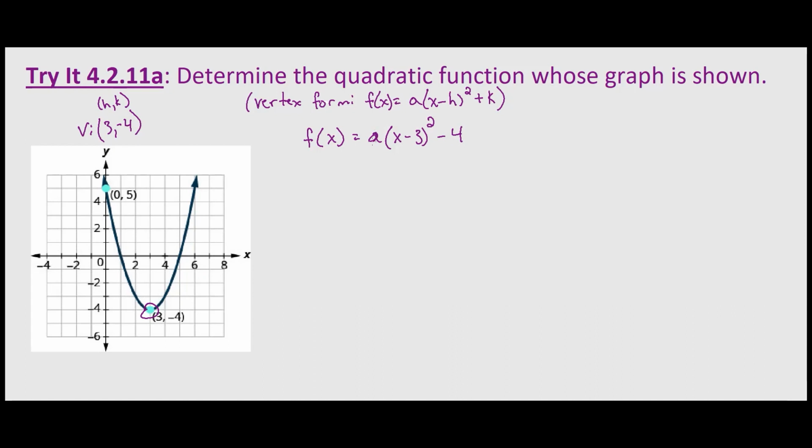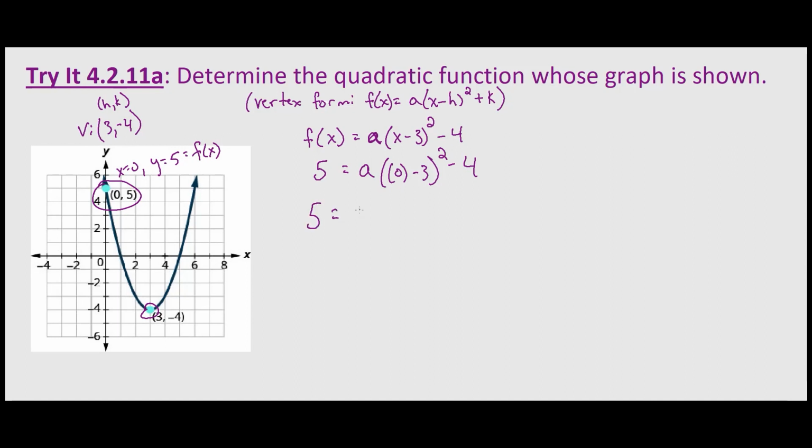So then how do we go about finding a? Well, if we look at what else we're given in the graph, we know that it contains the point (0, 5). So we can substitute that in for x and y: x equals 0, y equals 5, or f of x equals 5. We substitute that point into the equation as well, and then solve for a. So 5 equals a times (0 minus 3) squared minus 4.